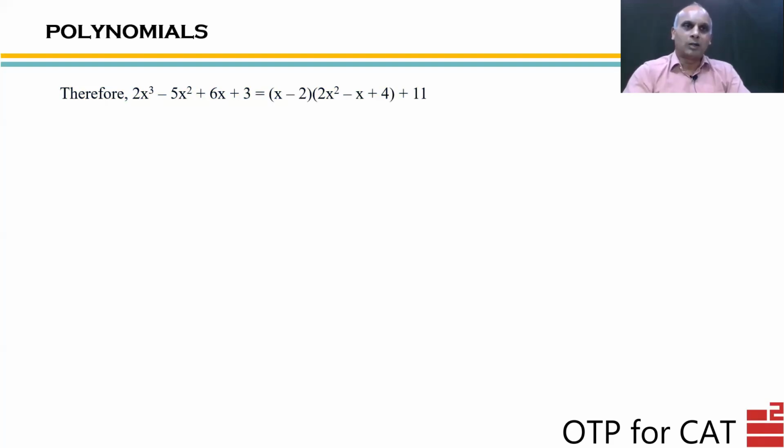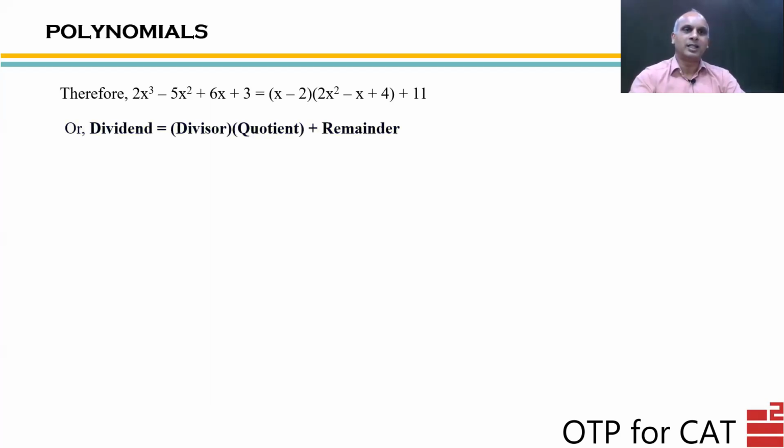So I can now write that this main polynomial 2x cubed minus 5x squared plus 6x plus 3, which I was calling the dividend, is equal to x minus 2 into brackets 2x squared minus x plus 4, plus 11. Which means dividend is equal to divisor into quotient plus remainder. And this is known as the division algorithm.